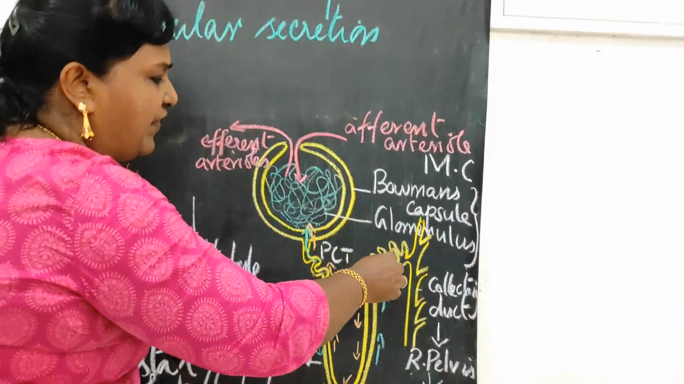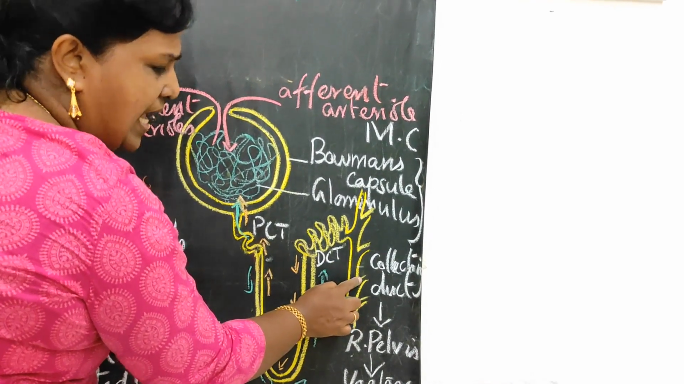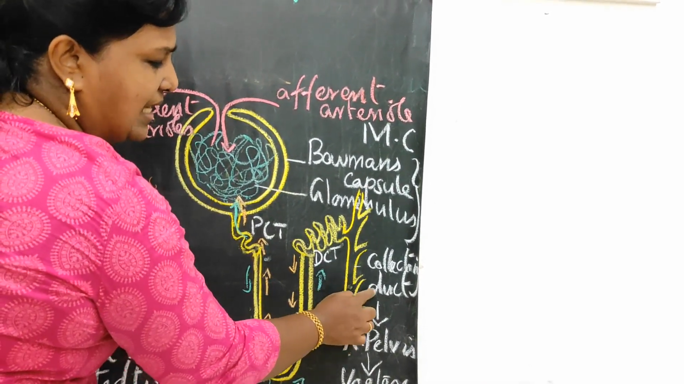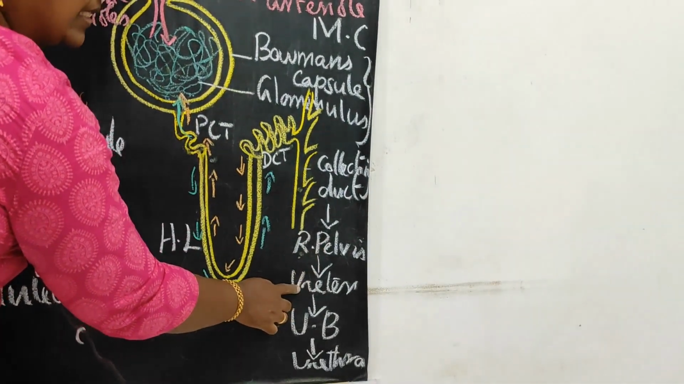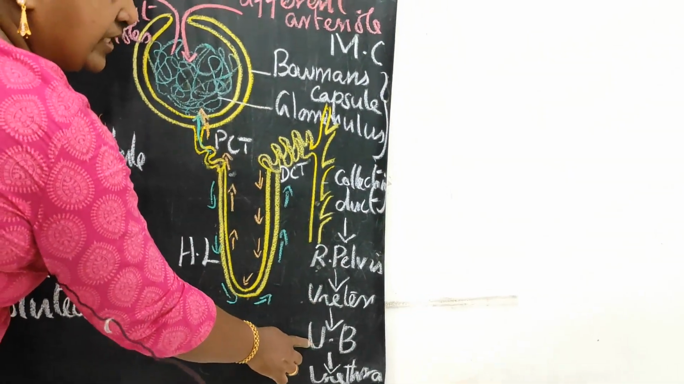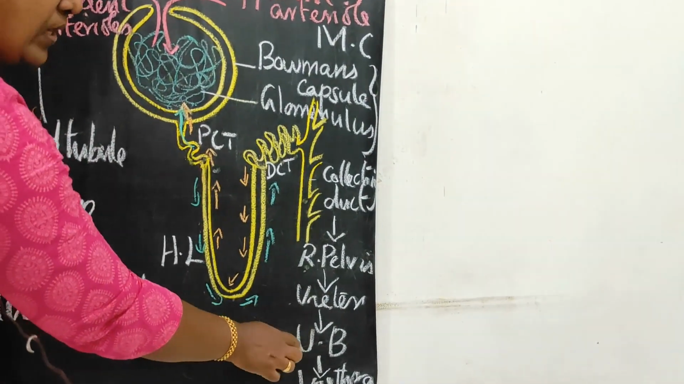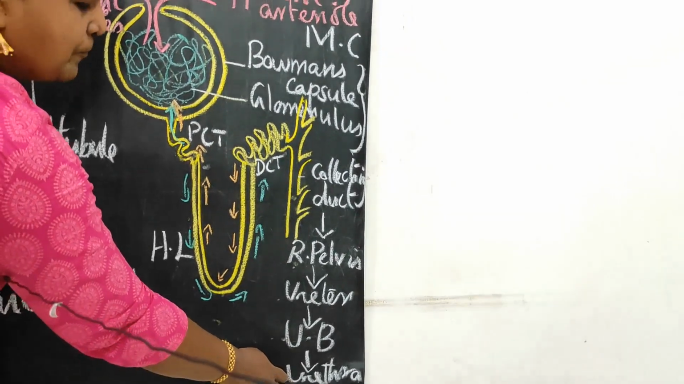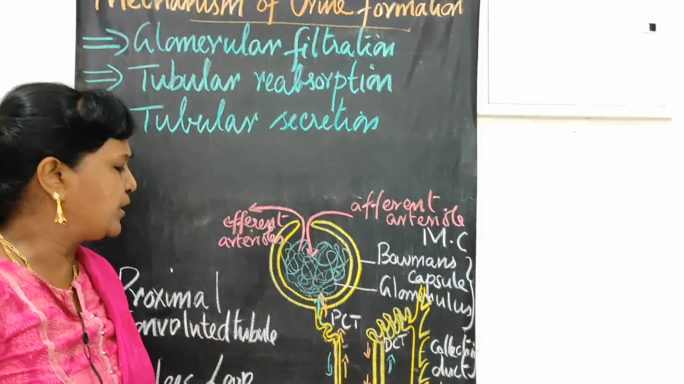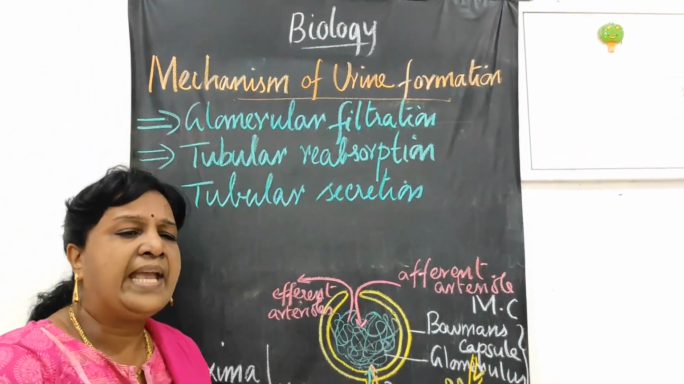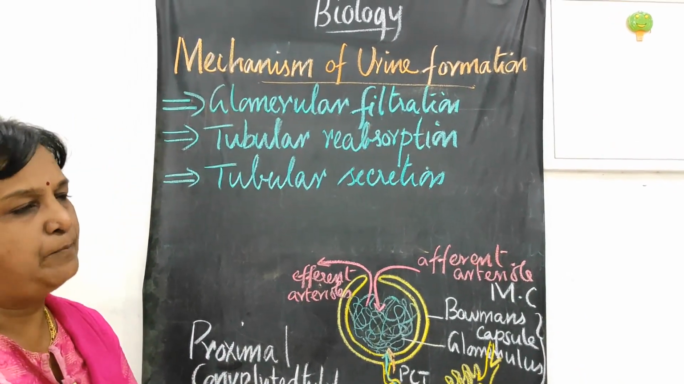And now the waste materials from the distal convoluted tubule enter into the collecting duct. From the collecting duct, it enters into the renal pelvis. From the renal pelvis, it enters into the ureter, from the ureter to the urinary bladder. In the urinary bladder, the urine is temporarily stored and is expelled out through the urethra. That process is said to be urination or micturition. A healthy person excretes 1 to 2 liters of urine per day.